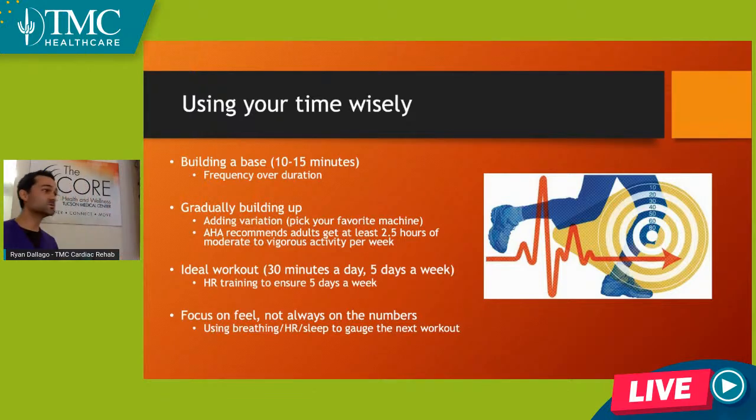Let's build a base. For those that are just starting exercise or it's been a while since you've exercised, let's start with 10 to 15 minutes. Focus on frequency over duration. I'm going to say it one more time: frequency over duration. Guys, the science shows 3 walks a day for 10 minutes is much better than 1 walk for 30. What that means is every time you work out, heart rate goes up, blood pressure goes up, but everything intrinsically comes back down. That's important. We want to see that ability to go up and down.